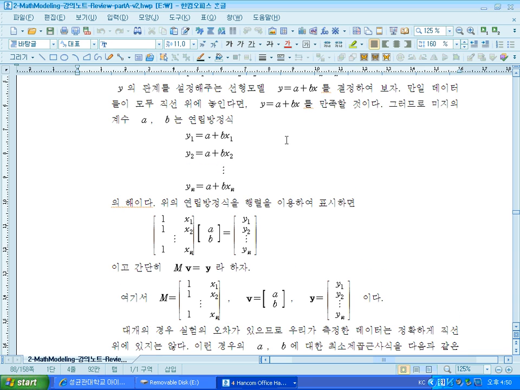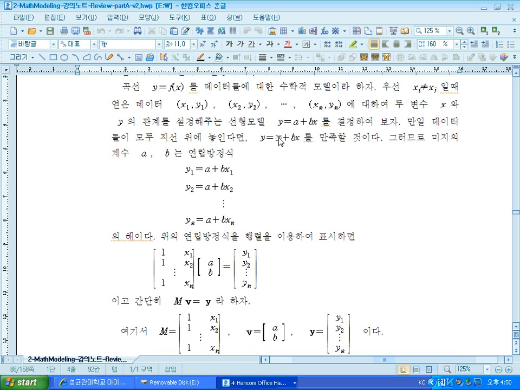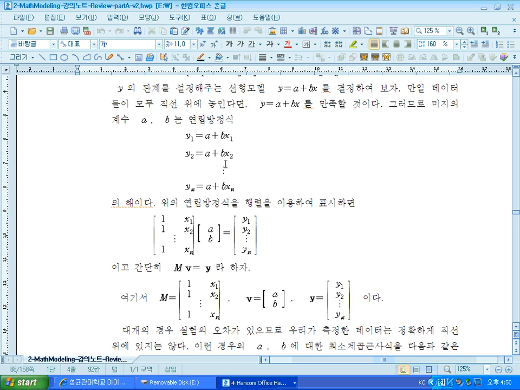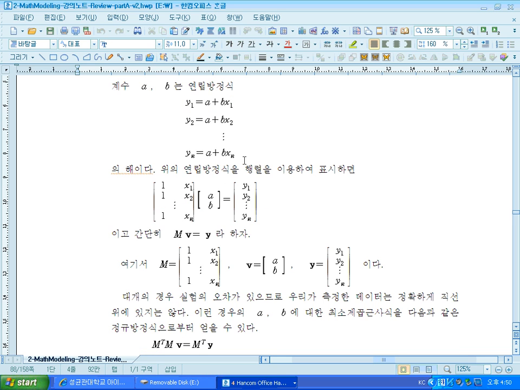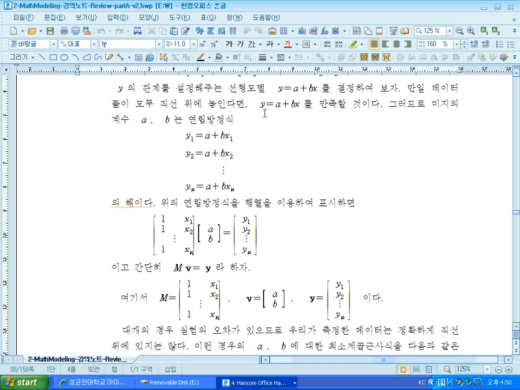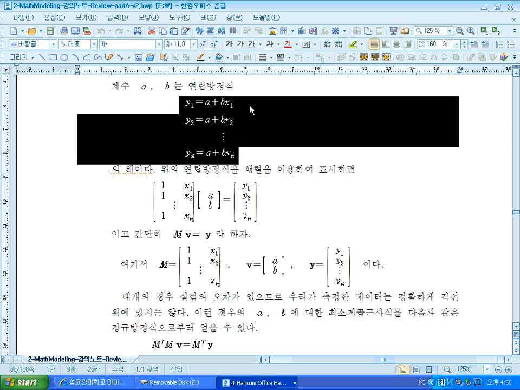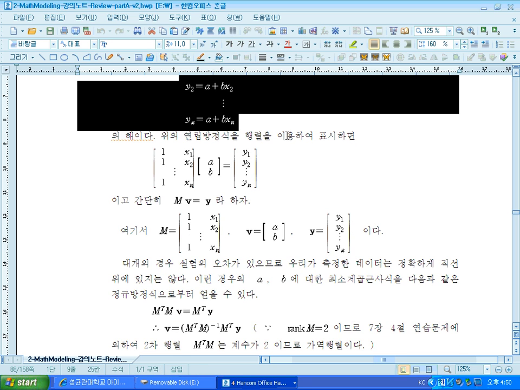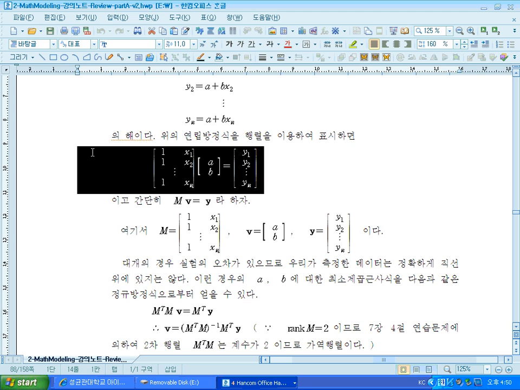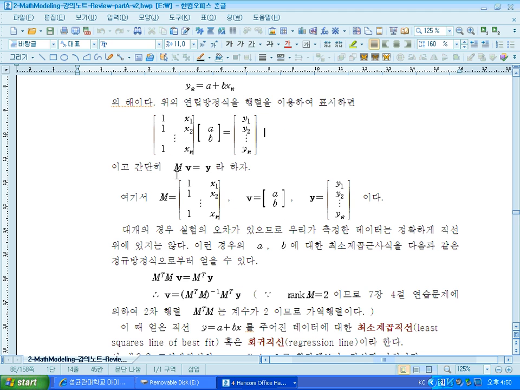Okay. Then we may think that this equation satisfies all those points. So y1 is equal to a plus bx1, y2 is equal to a plus bx2, and yn is equal to a plus bxn. If this line passes through all those points, then it satisfies all these n equations. If we rewrite it in the matrix form, then we can write it as MV is equal to y.